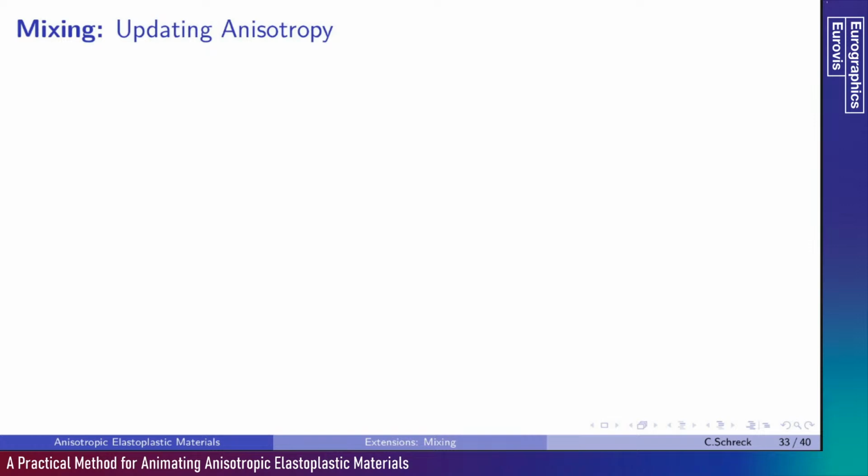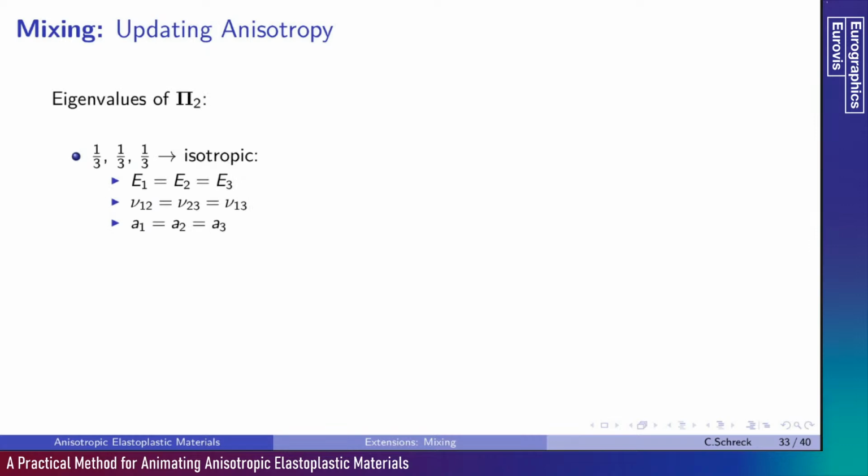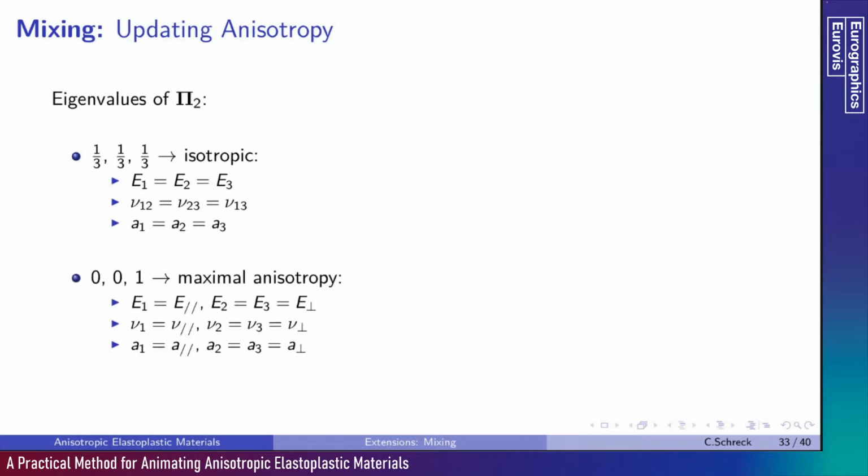Now that we have a representation of how the orientation is changing, we can use it to modify the anisotropy. We are doing this in a heuristic way by observing that when the three eigenvalues of π2 are equal, then the orientations are uniformly distributed, and the material can be considered as isotropic. If two of the eigenvalues are zeros, then all the grains are oriented in the same direction, and the anisotropy will be maximal. Then we are just interpolating our parameters between these two states.